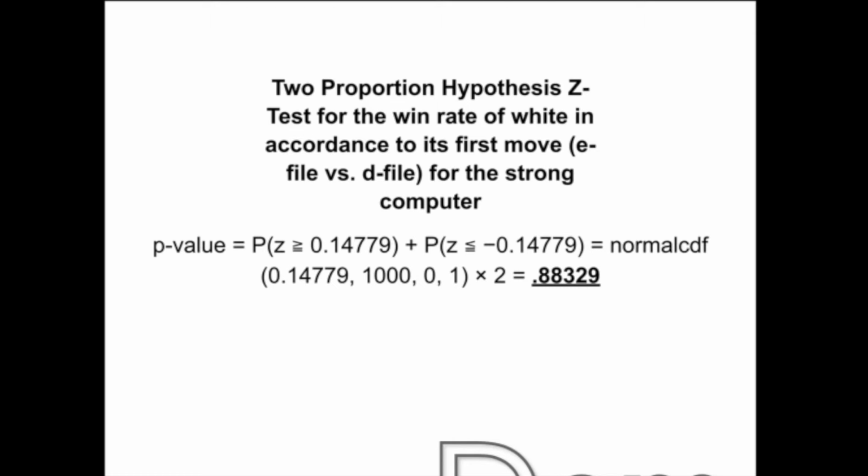So we failed to reject the null hypothesis that the probability that white wins in a simulated game with the starting move being on the e-file, pawn on e2 moves to e4, compared to the starting move being on the d-file, pawn on d2 moves to d4, is equal, due to our extremely high p-value of 0.88329. Again, this was very visible in the charts as the two bars were very close to each other. But according to our test, starting on the e-file or d-file does not have an impact on how the game develops concerning white's chances of winning on the strong computer.